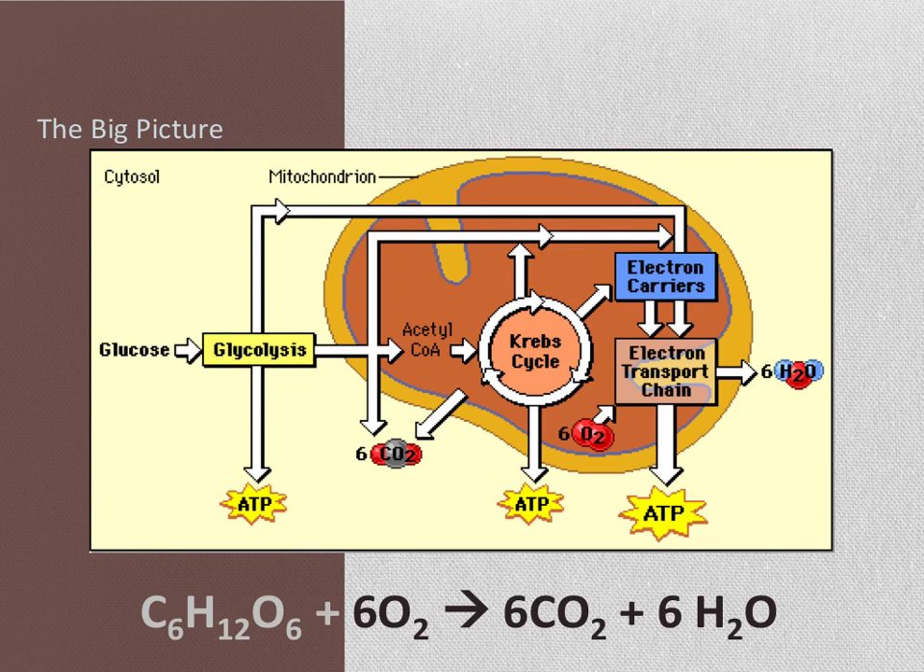All of the electron carriers produced in each of these equations will head to the electron transport chain, where they will undergo further changes to produce a bunch of ATP molecules. And in the meantime, water is also produced.